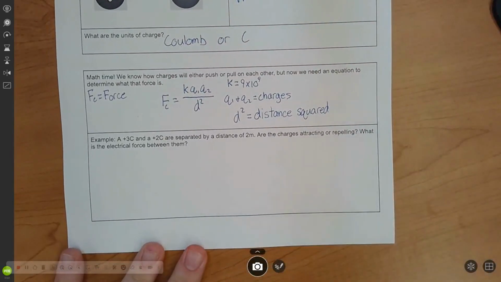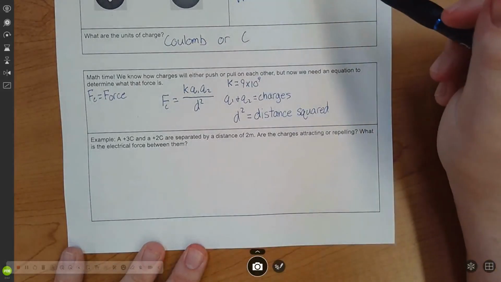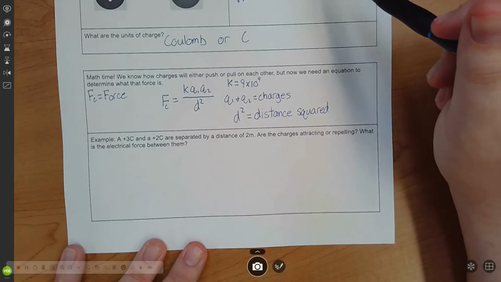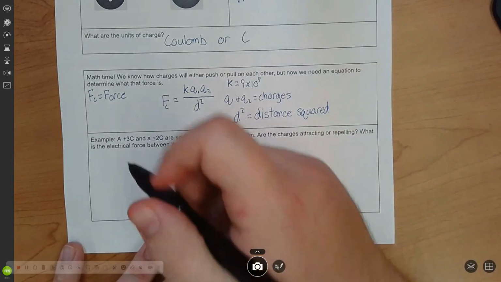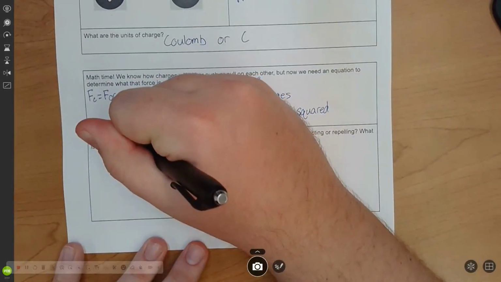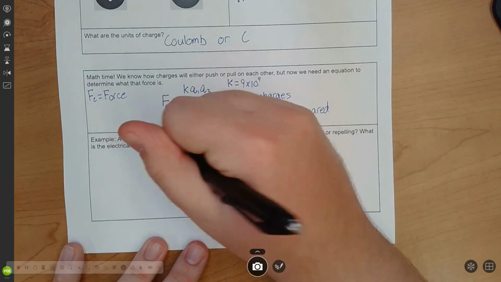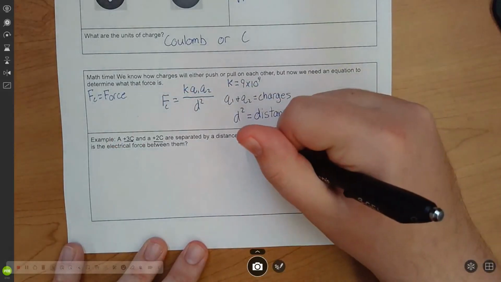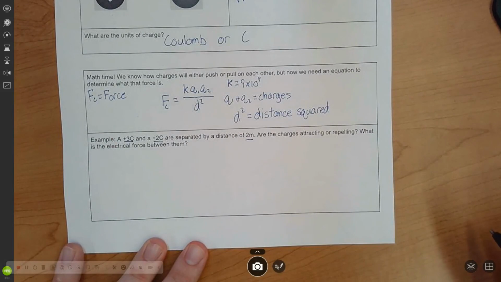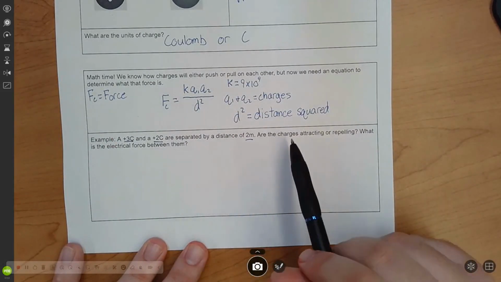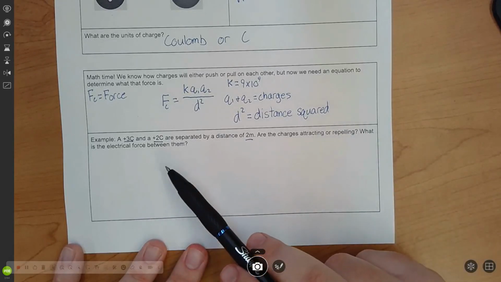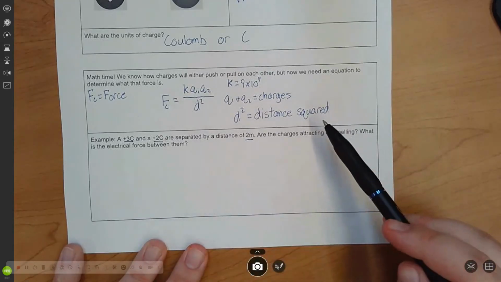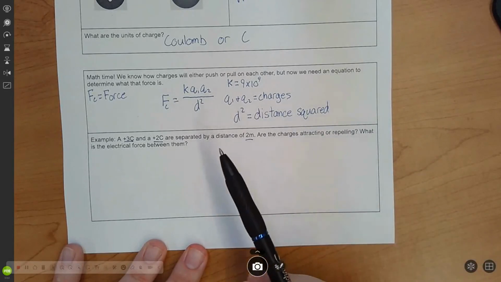So let's take a look at this example. What I like to do is underline the numbers that it gives me so that it's a little bit easier for me to see what's going on. So we've got a +3 charge and a +2 charge, and they are separated by a distance of 2 meters. Now we need to figure out if they are attracting or repelling, and then what is the electrical force between them. The first question is super easy for us.